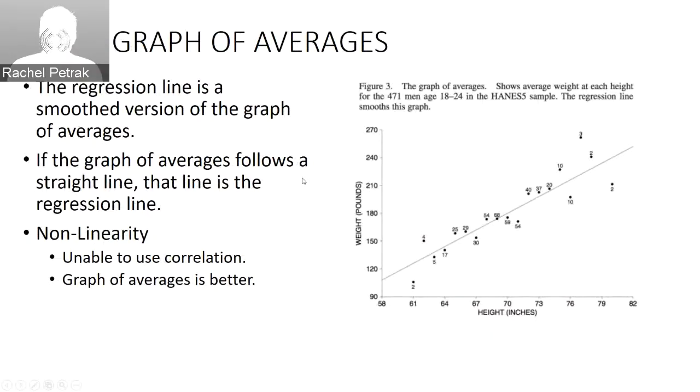So we encounter the graph of averages, and the regression line is a smooth version of the graph of averages. Thus, if the graph of averages follows along on a straight line, the line is the regression line itself. In some situations, the regression line smooths away too much. And this can be problematic.